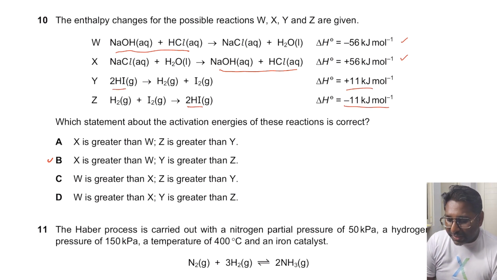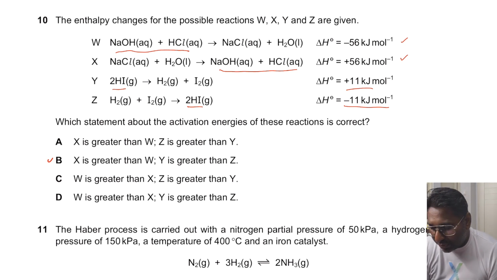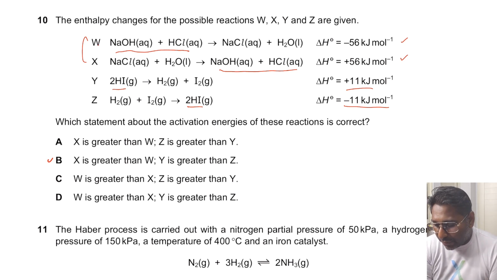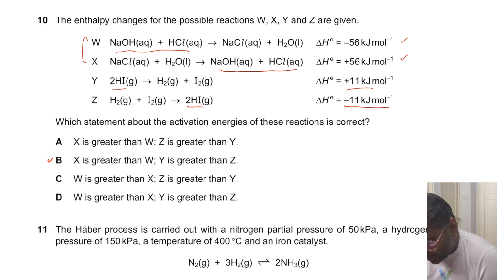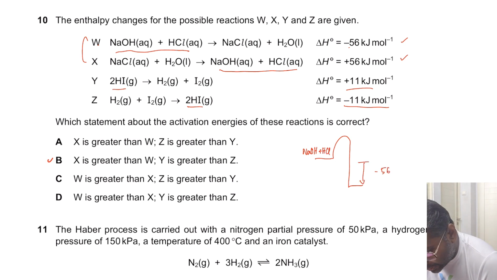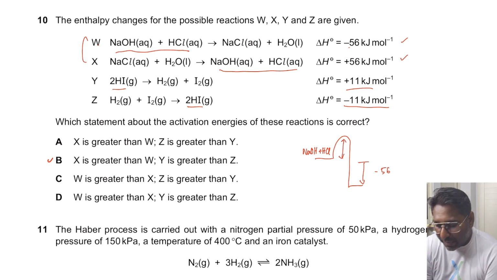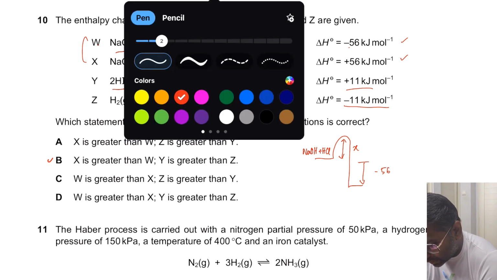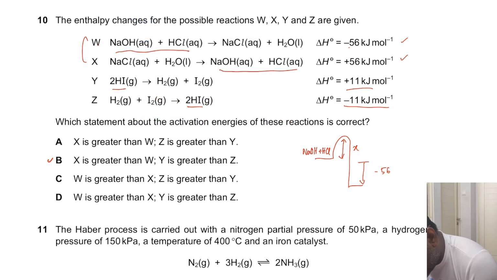Here they want us to compare the activation energy. So let's compare W and X first. Let's say I'm drawing the graph from the view of W. Let's say this one is negative 56, an exothermic reaction, negative 56. Let's say this is sodium hydroxide and HCl. I'm just putting my activation energy as X. So here they are talking about activation energy. The activation energy for W, this reaction, is just X.